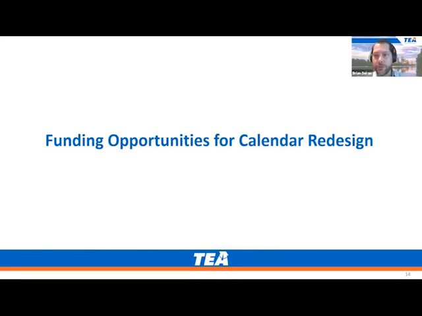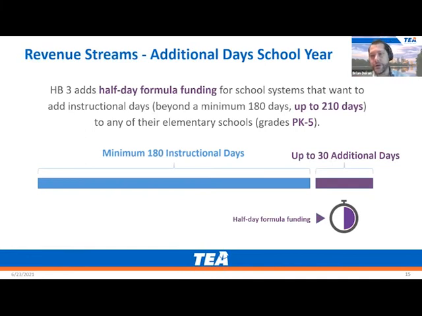First and foremost, I want to emphasize the use of additional days school year funding. This is part of HB3 if you're not familiar with it, and it adds half-day formula funding for school systems that are adding instructional days beyond a minimum of 180 days up to 210 days total. This is eligible for pre-K through 5, so any elementary campus. I do want to emphasize this is at the campus level. So if you are a district that is below 180 days right now, but want to target a couple campuses, all you would need to do is make sure those couple campuses are at 180 days and providing 210 total.